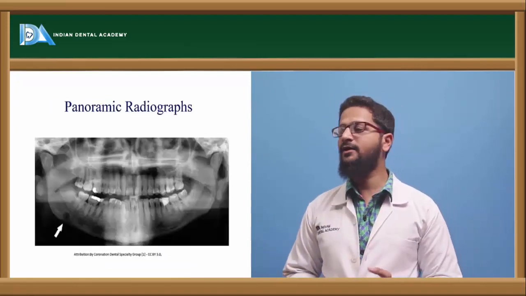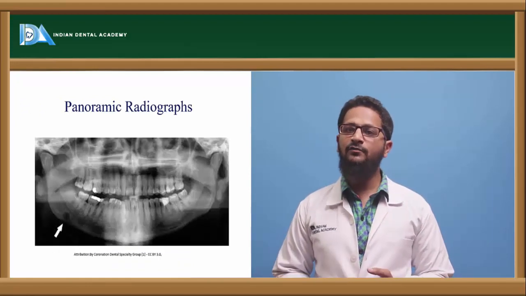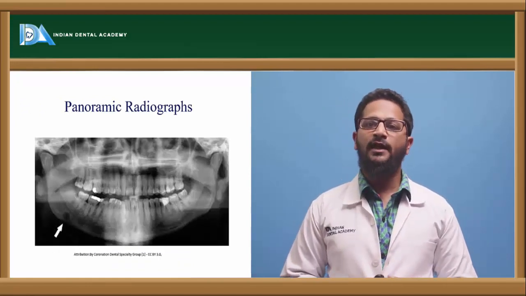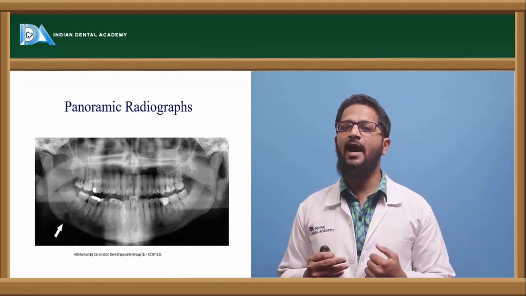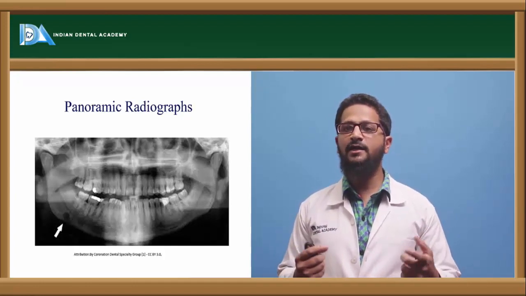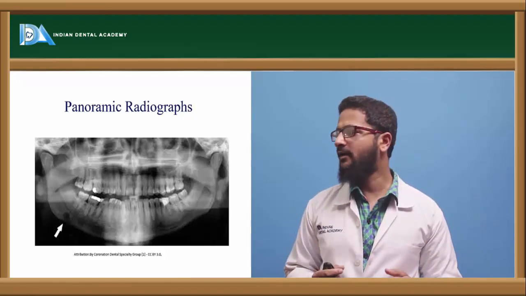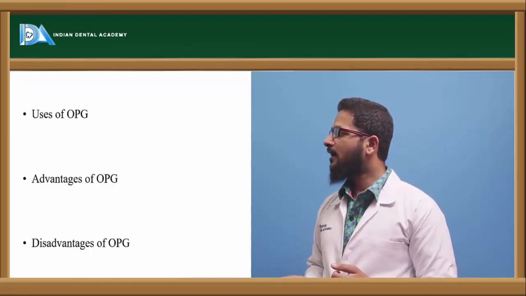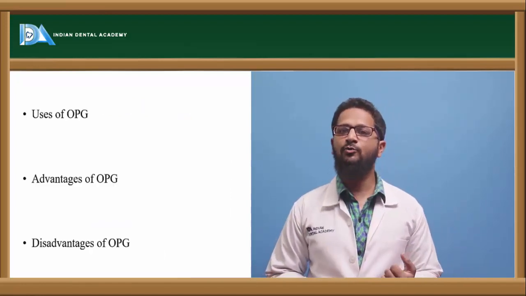Finally, coming to panoramic radiograph. Panoramic radiograph, also called as orthopantomogram. Here, both maxillary and the mandibular arches can be viewed in a single film. Even including the condyles and the fossa can also be evaluated. There are a number of uses of this orthopantomogram.